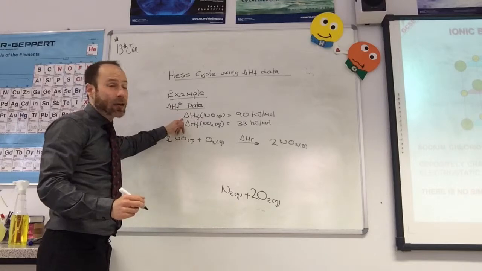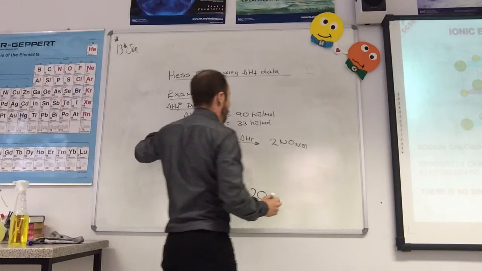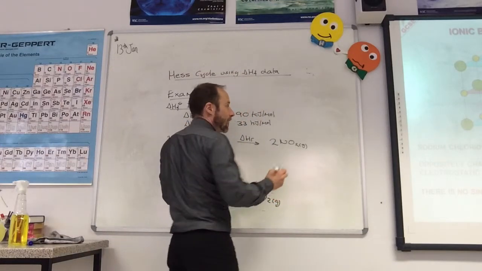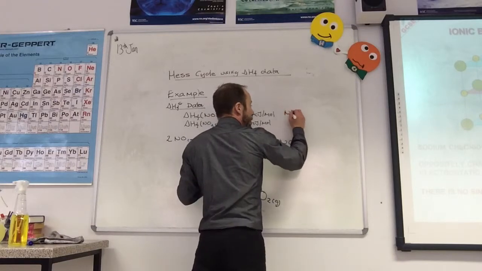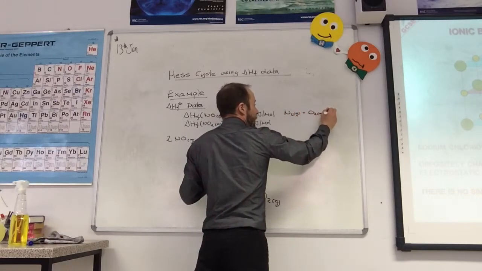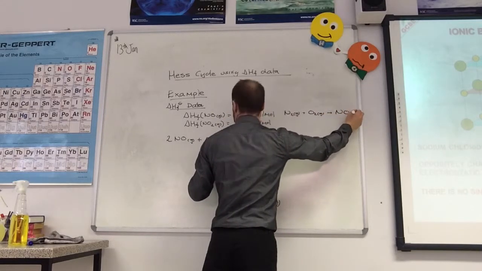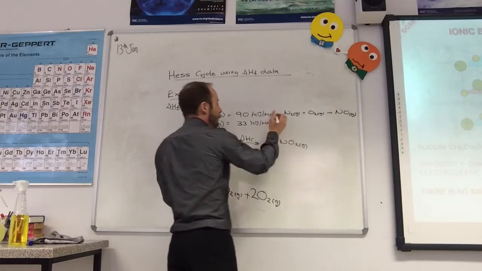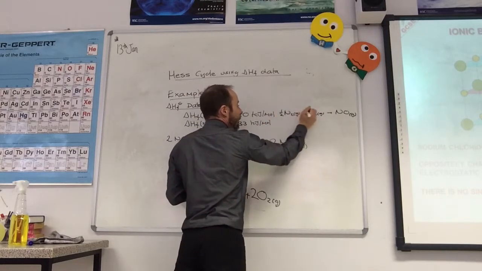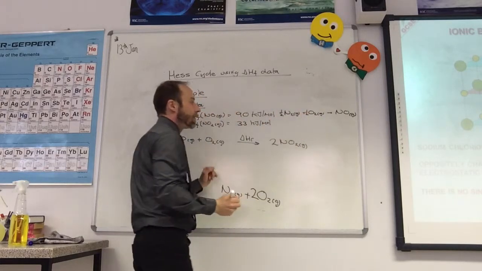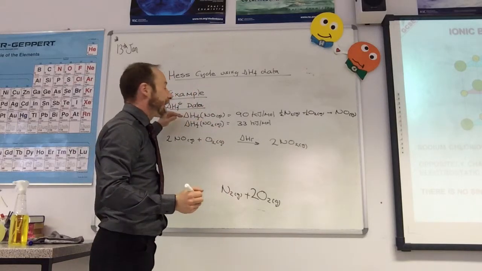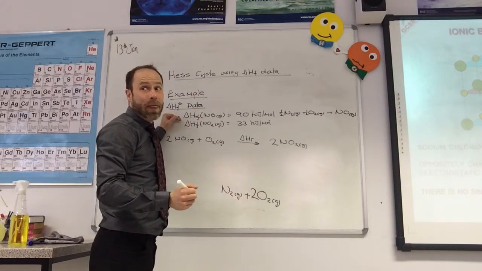Let's write delta HF for nitrogen monoxide, the equation. I start with my elements in their standard states. I can only form 1 mole of NO, so in order for that, that's a half N2 plus a half O2 to give me NO. That's what that equation refers to.